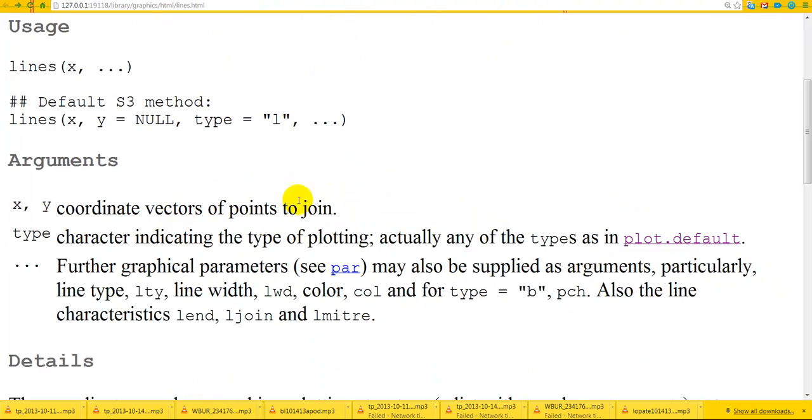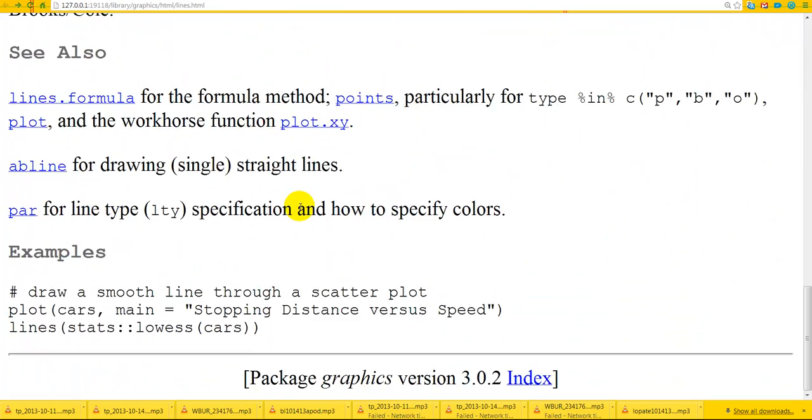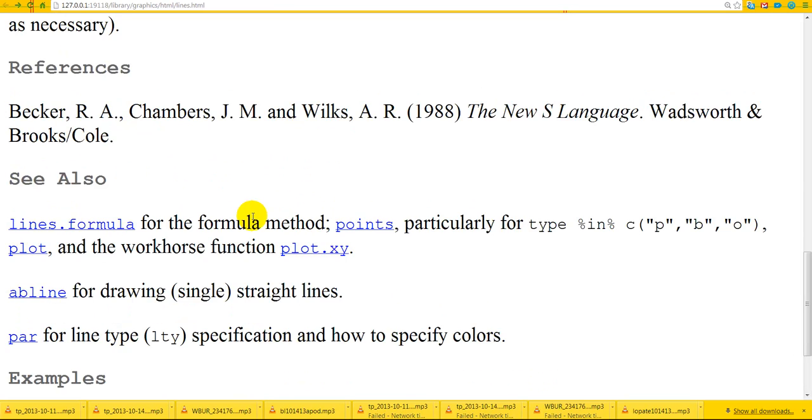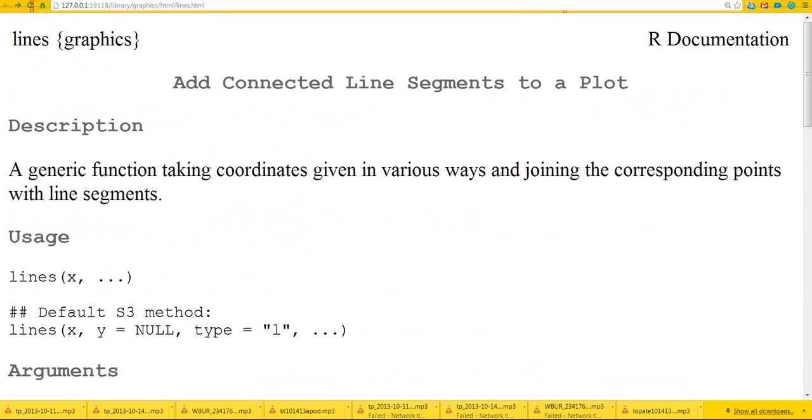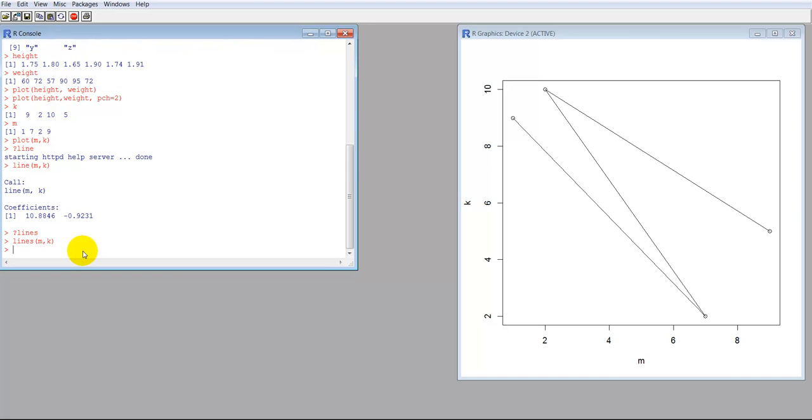Going back to lines, here we have it. This is just an example, but let's not do that example. Let's try and type it again, I made a mistake. Let's try that. And there you get it. Okay, so that's how it draws these lines.